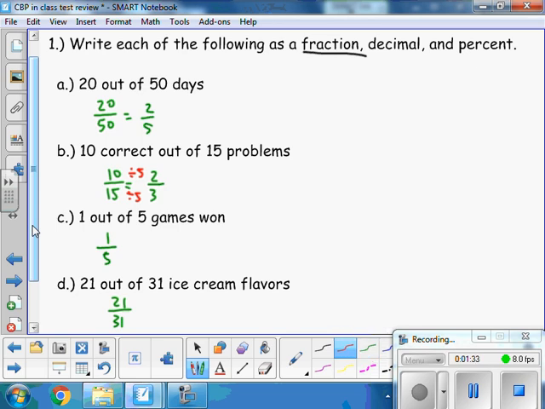All right, so now we're going to do decimals. So decimals, why don't you press pause, work out the decimals, and come back and let's see how we did. And pause. All right, the rest of us, we're going to keep going here.